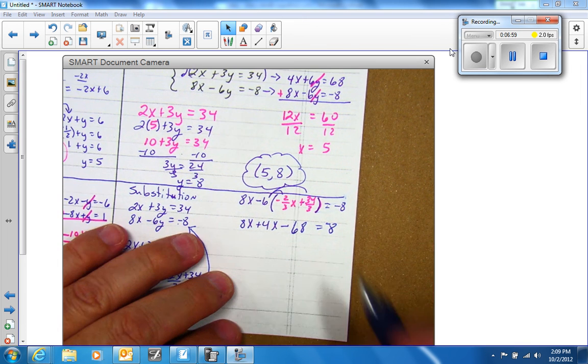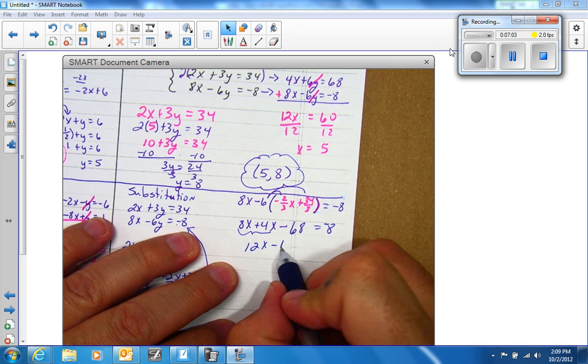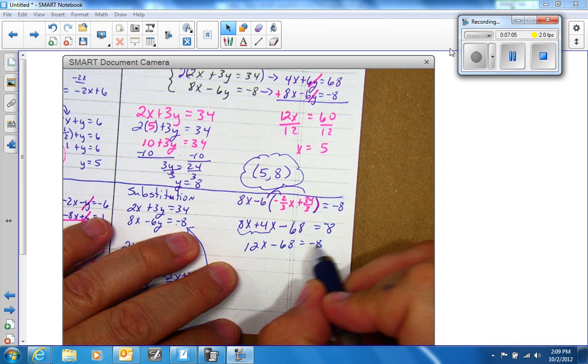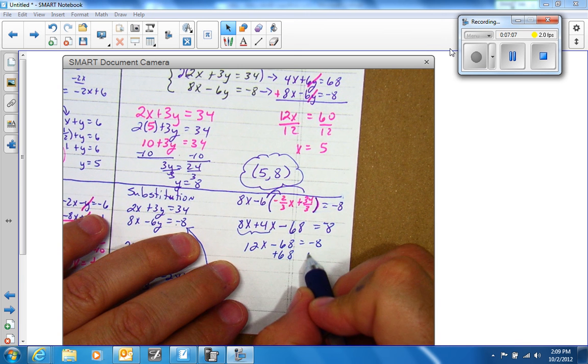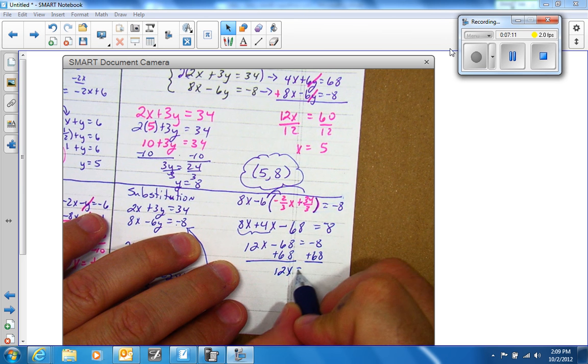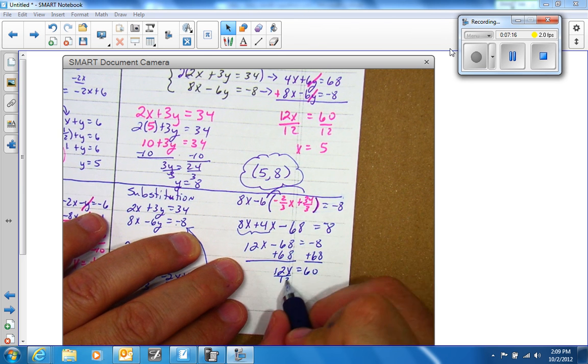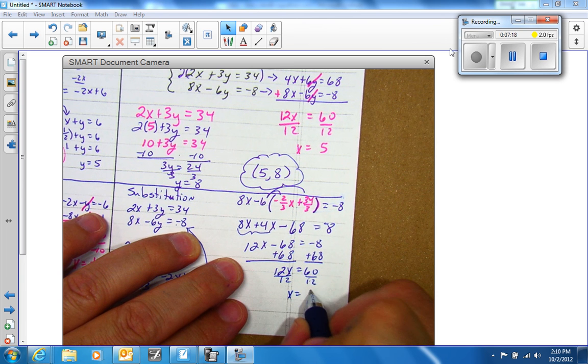Now, let's go ahead and combine like terms. I get 12x minus 68 equals negative 8. Add 68 to both sides. And if you notice, things start to shape up. And you get 12x equals 60, which is just what we had above. So when I divide by 12, I get x equals 5 again.